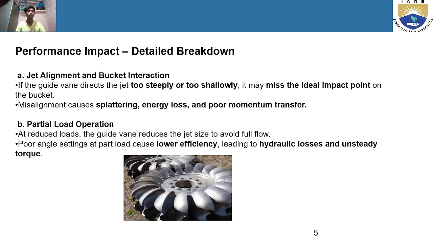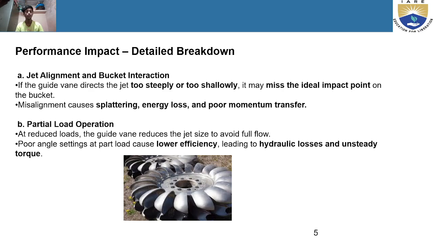So, first, jet alignment and bucket interaction. If the guideway directs the jet too steeply or too shallowly, it misses the ideal impact point of the bucket. If it does not hit the ideal impact point, the runner does not rotate at the required revolutions, so efficiency decreases. Misalignment can also cause splashing, energy loss, and poor momentum transfer.